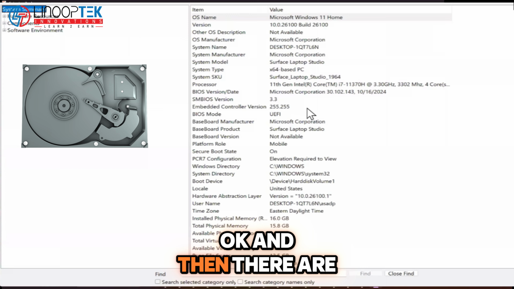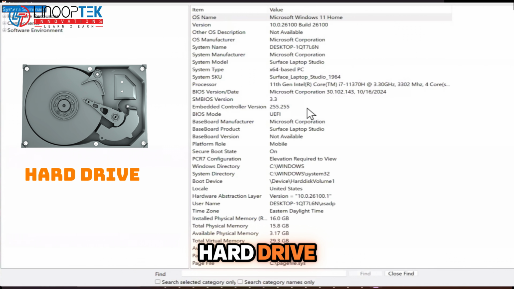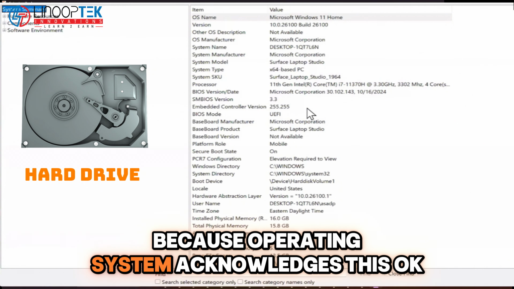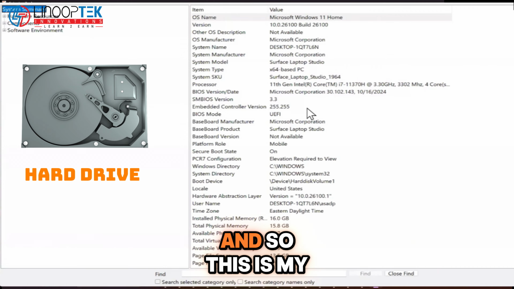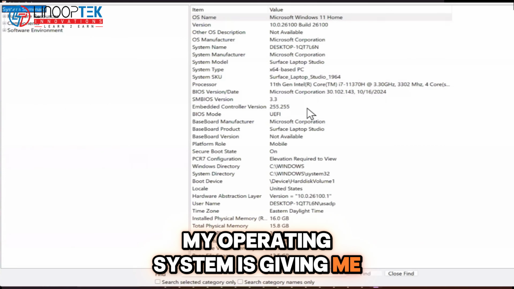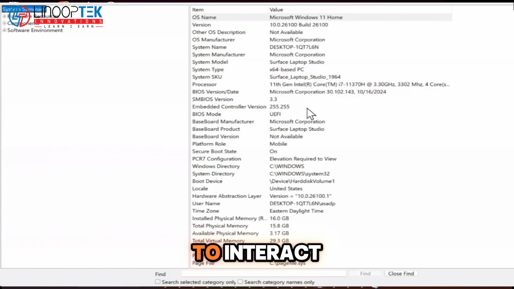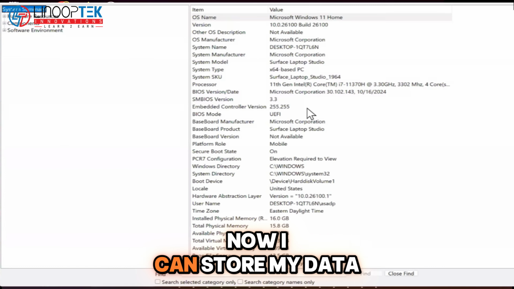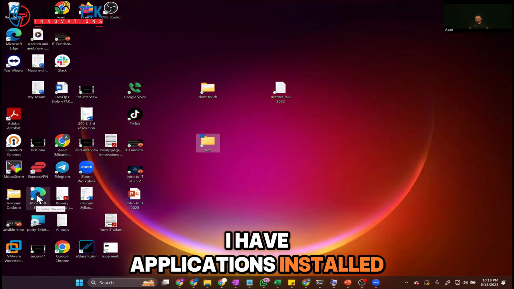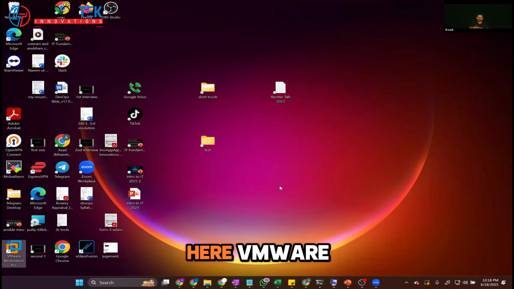Okay, and then there are other components which we can get into, the hard drive, and then there is hardware. This is the specification, because the operating system acknowledges this. And so this is my operating system. My operating system is giving me an interface. It's giving me this beautiful screen to interact with. Now I can store my data over here. I can fetch my data. I have applications installed. I have browsers. I have this virtualization platform over here, VMware.